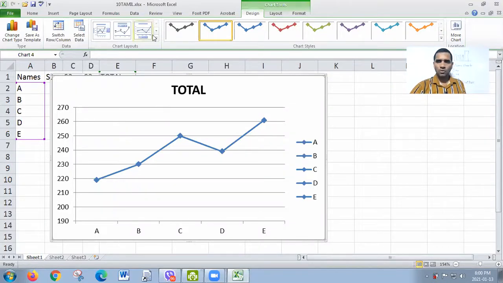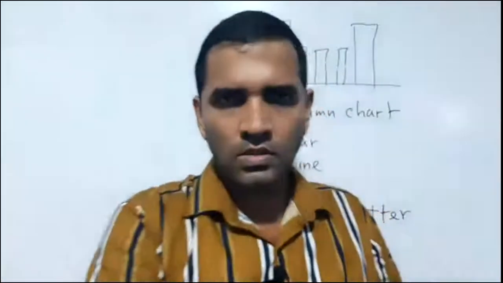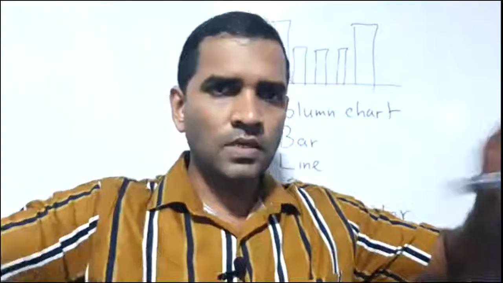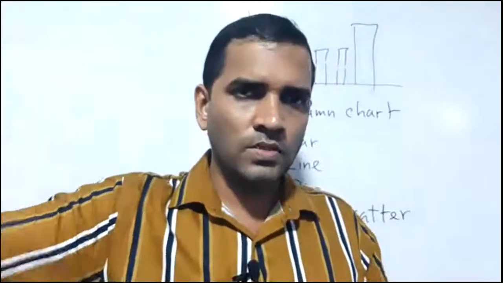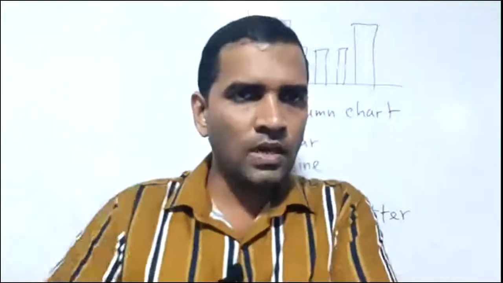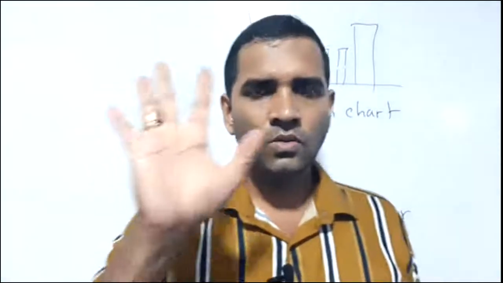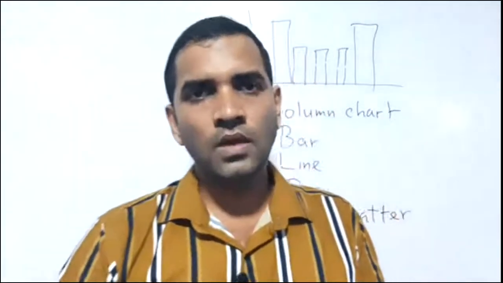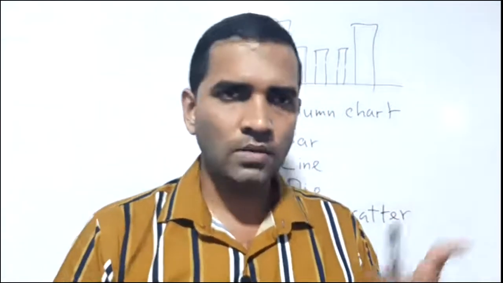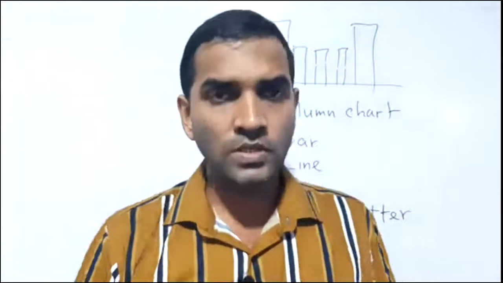In my previous example, I wanted to show some student names and three subjects, S1, S2, S3. I have names on one side, and on the other side, I have three subjects. So in that situation, you can use these three charts. You can use the bar chart, column chart, line chart. All these three are possible.